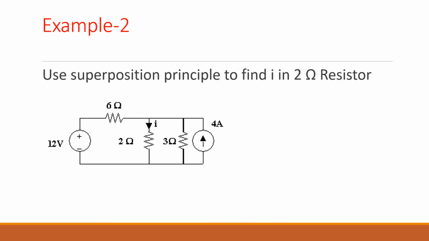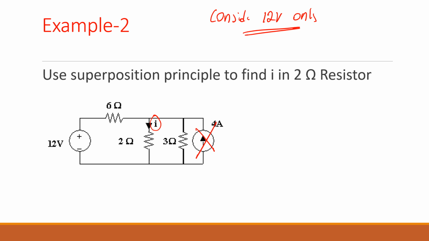Can you try this? You only need to find this I. Okay, simple I. What you need to do, you consider one source at a time. So let's consider just the 12 volts. Consider the 12 volts only. So when you consider 12 volts only, you are turning off this. Am I right? So can you draw the circuit? What will happen to the current source when you turn it off?